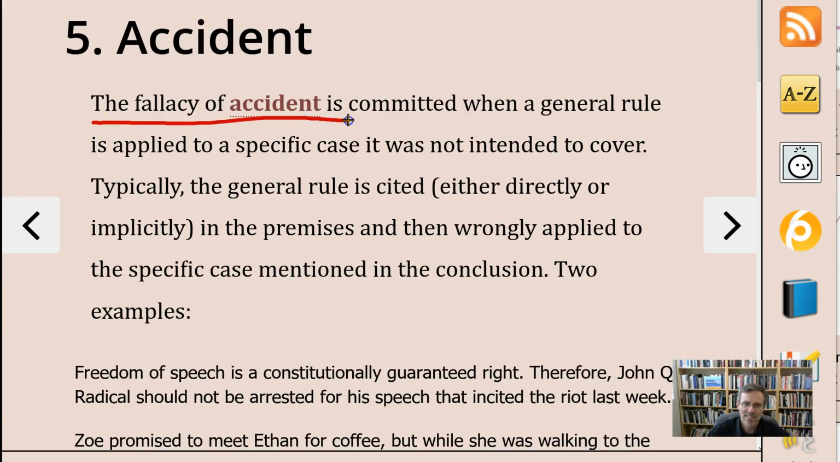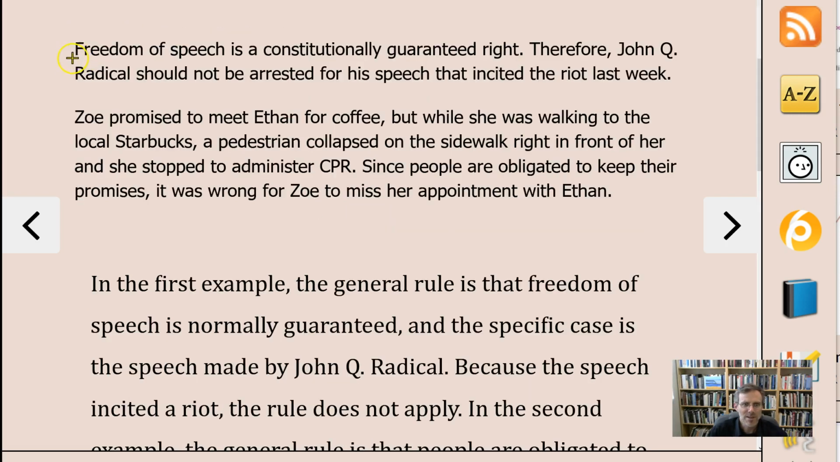Next, the fallacy of accident is committed when a general rule is applied to a specific case it was not intended to cover. Typically, the general rule is cited, either directly or implicitly, in the premises and then wrongly applied to the specific case. An example given by Hurley is freedom of speech. It's true it is a constitutionally guaranteed right, but in a case where someone used that freedom of speech to incite a riot, that speech is not constitutionally protected. The Constitution explicitly doesn't apply the right of free speech to cases like inciting riots.